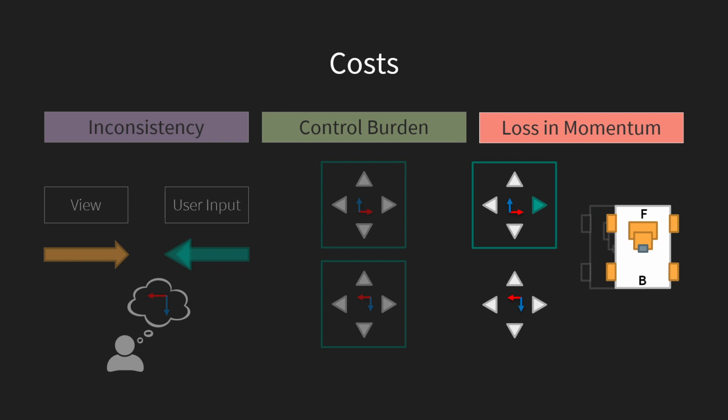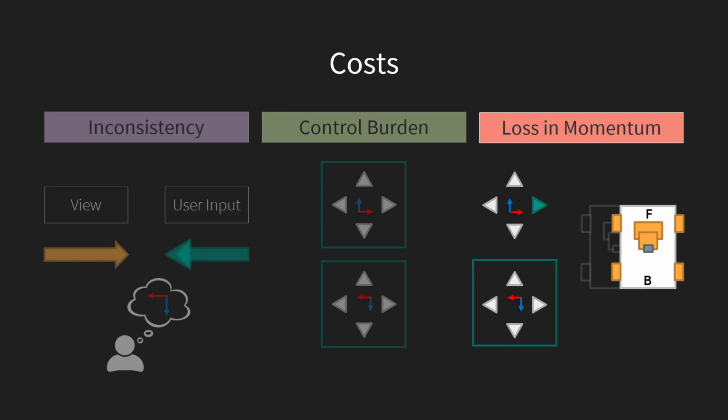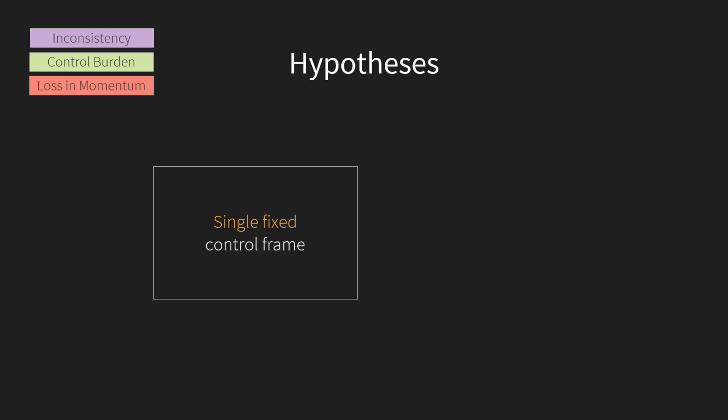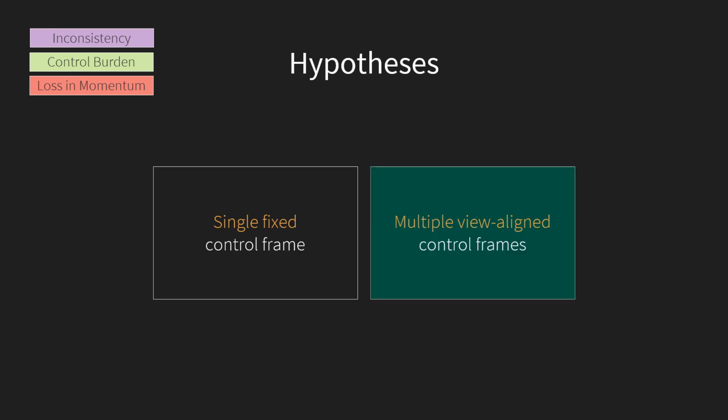So when the user switches from one control frame to another, they have to additionally modify their input commands so that the robot continues to move in the same direction. We use these costs in the formulation of our 2 hypotheses. Our first hypothesis is that, compared to the standard use of a single fixed control frame, allowing the user to switch between multiple view-aligned control frames will result in better task performance and user experience.